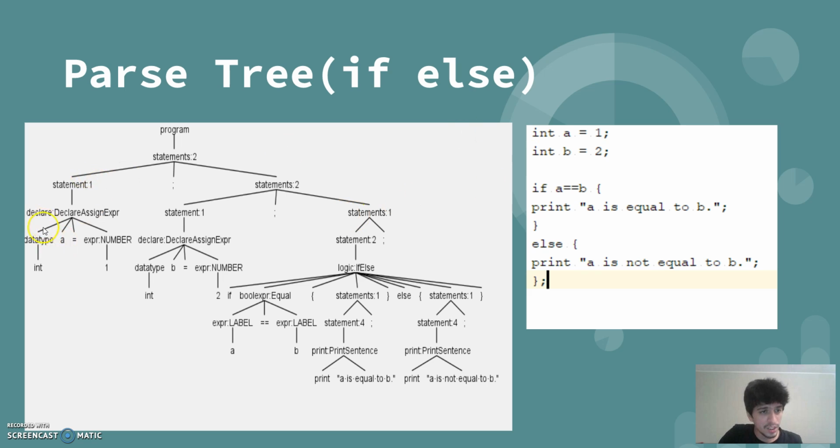So in integer array, the declare statement is right here. I'm not really sure if you can see my mouse, but it's basically right there on the left. And then moving on to the right, we have another declare statement, as in b equals 2, and further on the rightmost side we have the entire if statement. So going down there we have the logic if else, that's the rule we have, that's a parent node, and in that we have if, then the condition, the statements for the if part, else, and the else part.